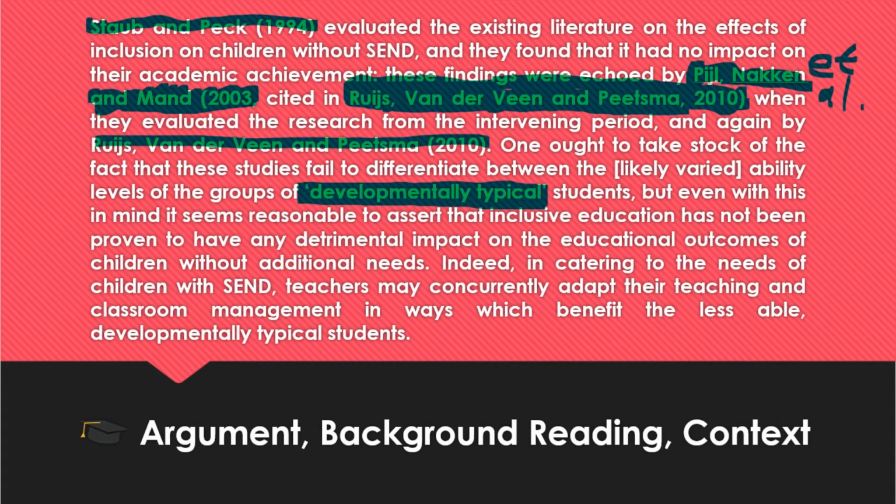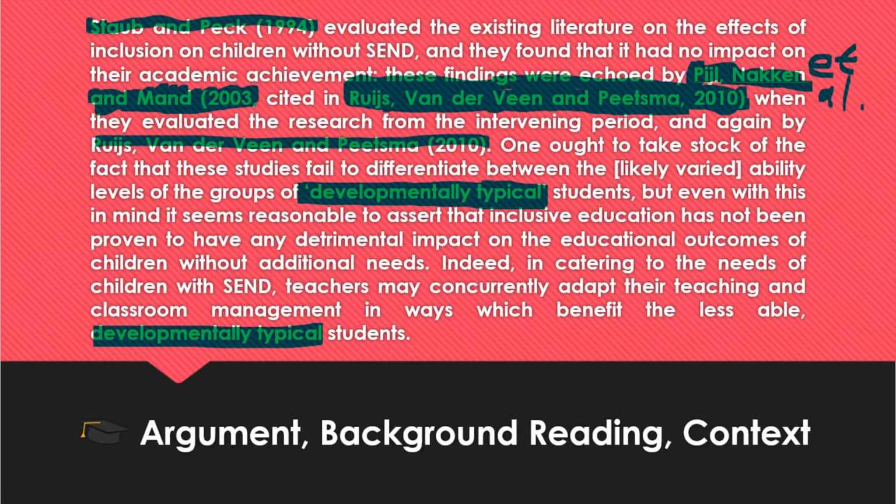But even with this in mind, it seems reasonable to assert that inclusive education has not been proven to have any detrimental impact on the educational outcomes of children without additional needs. It's wordy, isn't it? Indeed, in catering to the needs of children with SEND, teachers may concurrently adapt their teaching and classroom management in ways which benefit the less able, developmentally typical students. And there I've used it again, but without speech marks. So, what have I established what that means in the intervening time? No, I haven't.